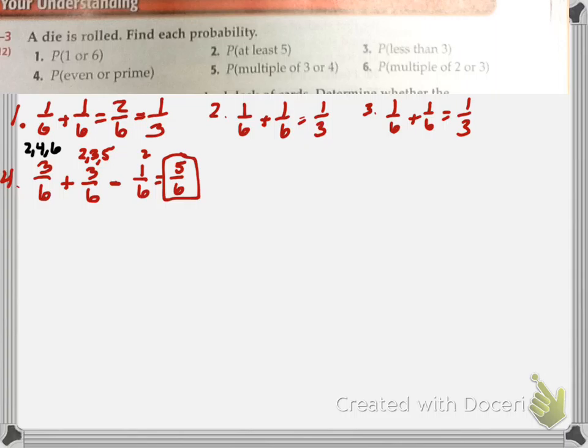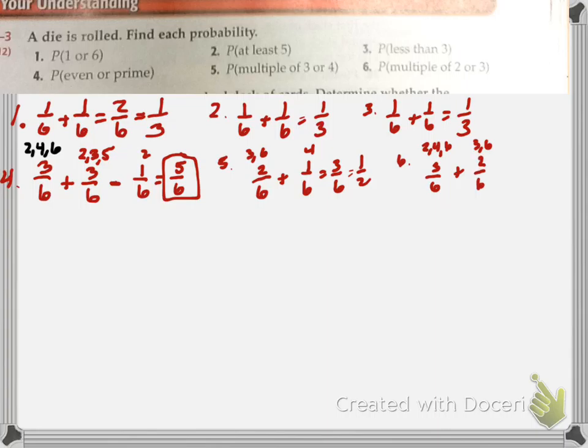The probability of getting a multiple of 3 or 4, the multiples of 3 are 3 and 6. The multiples of 4 are 4. Add those together, 3/6, or 1/2. The probability of getting a multiple of 2 or 3. The probability of getting a multiple of 2, that's 2, 4, 6, so that's 3/6. A multiple of 3 would be 3 or 6. And we have an overlap there of 6, so we subtract that. Correct answer, 4/6 or 2/3.